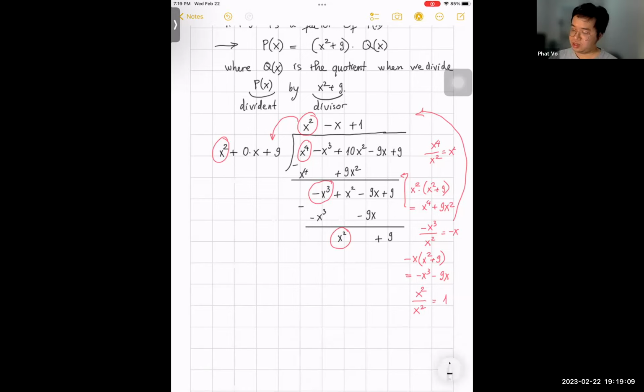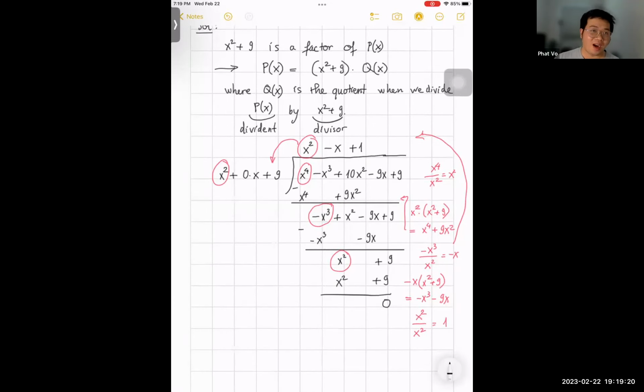After that you multiply again, and the remainder now is 0. So could you tell me what is the quotient in this case? What is the quotient polynomial?